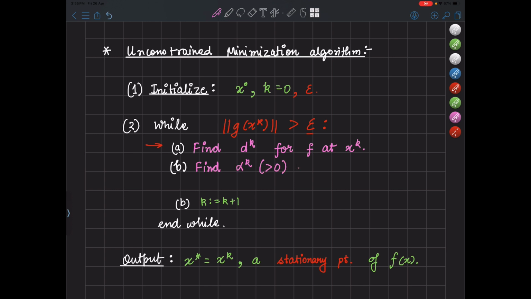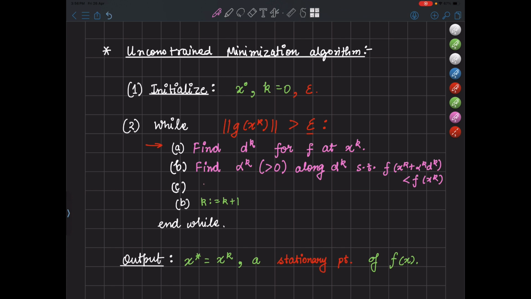Greater than 0 along dk. Alpha k along dk such that f(xk plus alpha k dk) is less than f(xk). All right. If this is true, we have to find alpha k which satisfies this equation, and then we update the iteration.